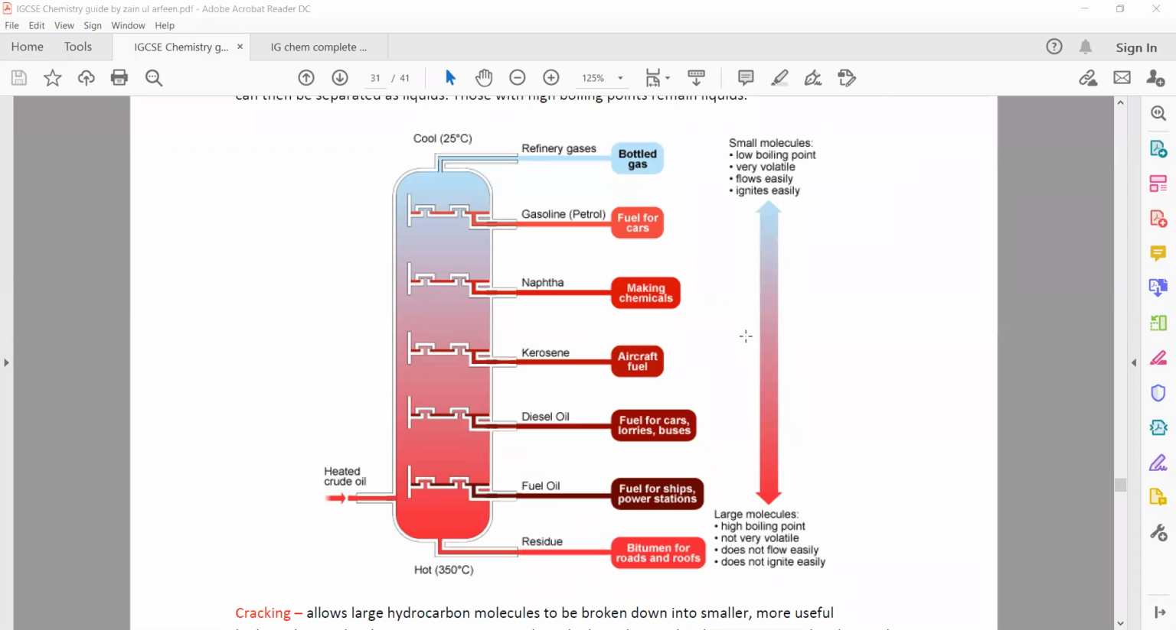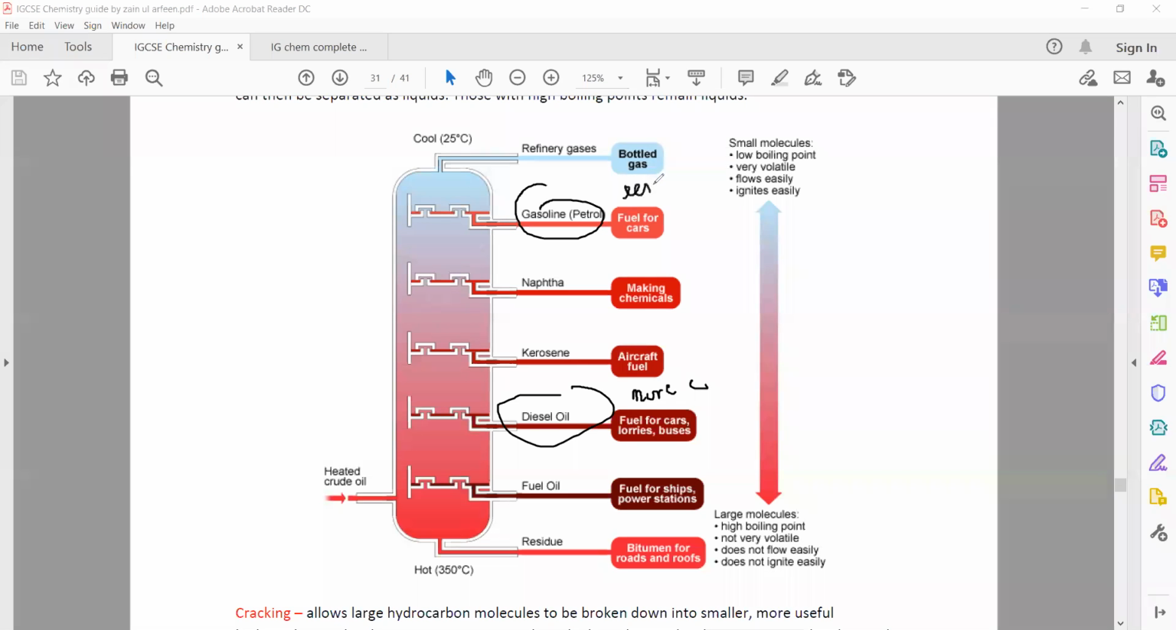So as the number of carbons increases, we observe the boiling point increases, and they are less volatile. Less volatile means they cannot convert into vapor easily, are difficult to flow, and difficult to ignite because you need a lot of oxygen to burn them. So which fraction has the higher carbon number, gasoline or petrol, or diesel, which has the greater number of carbons? Diesel. Diesel will have more carbon as compared to gasoline.